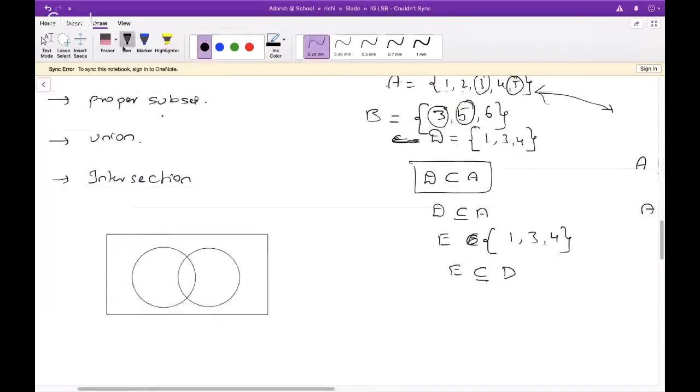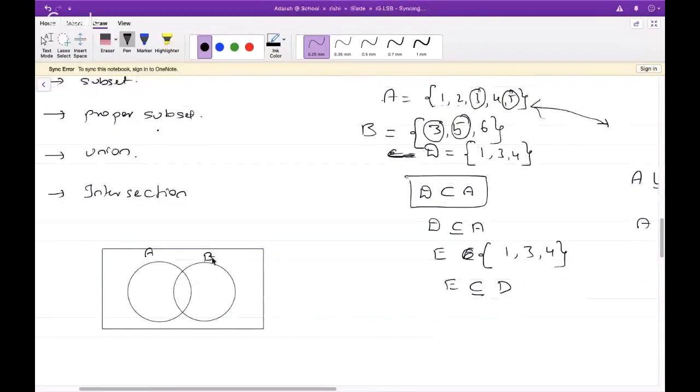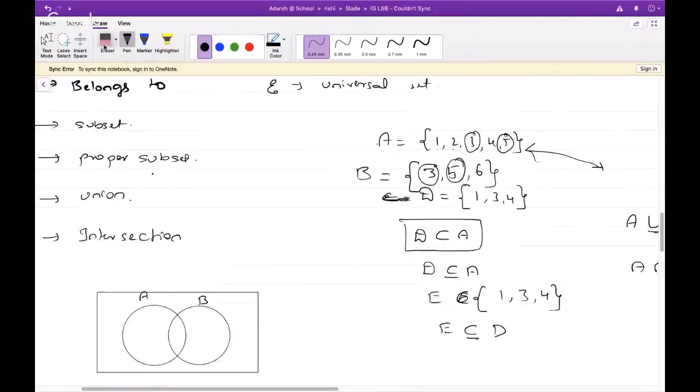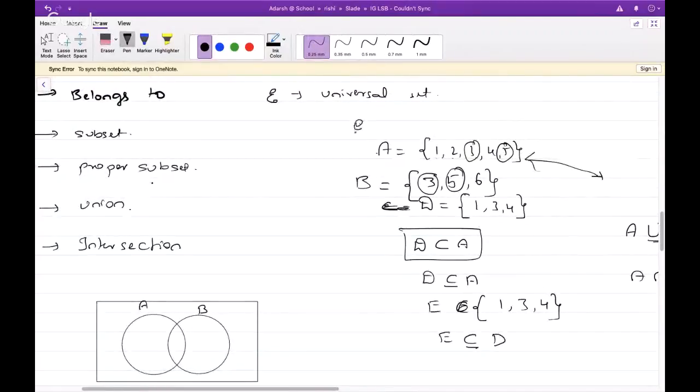Now if I want to write them here, this is A and this is B. Let us have another set, a universal set E of 1, 2, 3, 4, 5, 6, 7, and 8. So let this be the universal set. A is there in this, B also belongs to this. Now, how do you write all the elements in this?